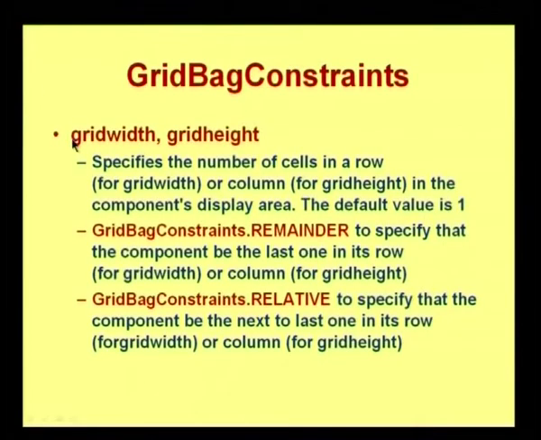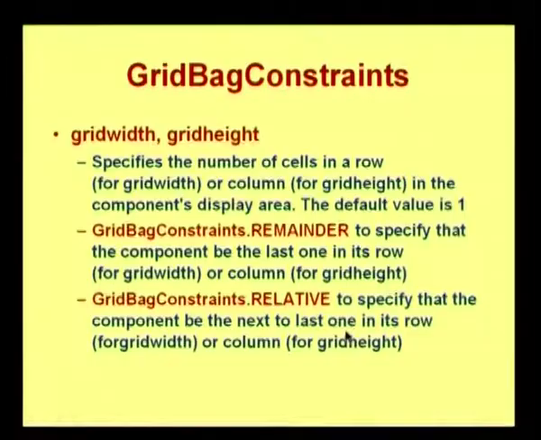Here you can see that I can set up my grid width and grid height also. This specifies the number of cells in a row for the grid width, and the number of cells in a column for the grid height. The default value is 1 here, whereas GridBagConstraints.REMAINDER is used to specify the component to be placed last in its row or column. Here whenever I say grid width, width is your x axis. And then I specify my GridBagConstraints.REMAINDER.